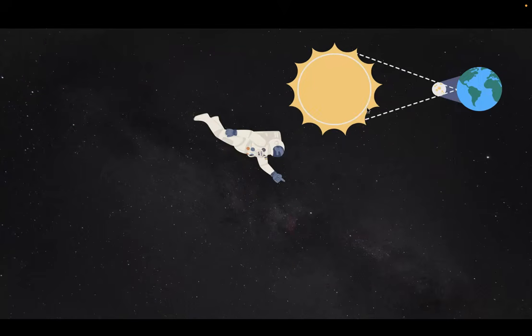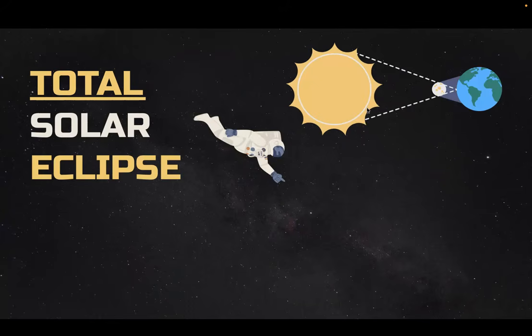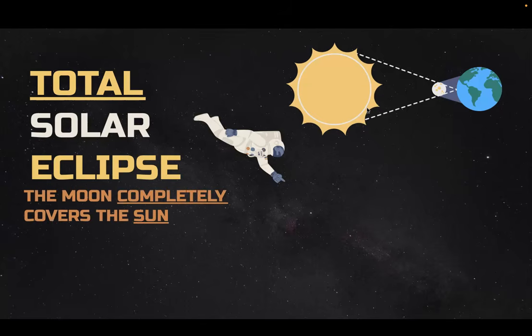The last type of solar eclipse is the one that we get the most excited about because it is the most exciting. It is the total solar eclipse. This is when the moon completely covers the sun.